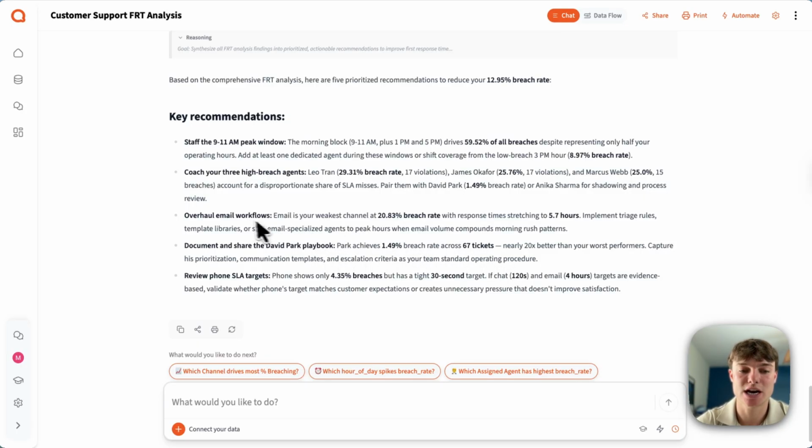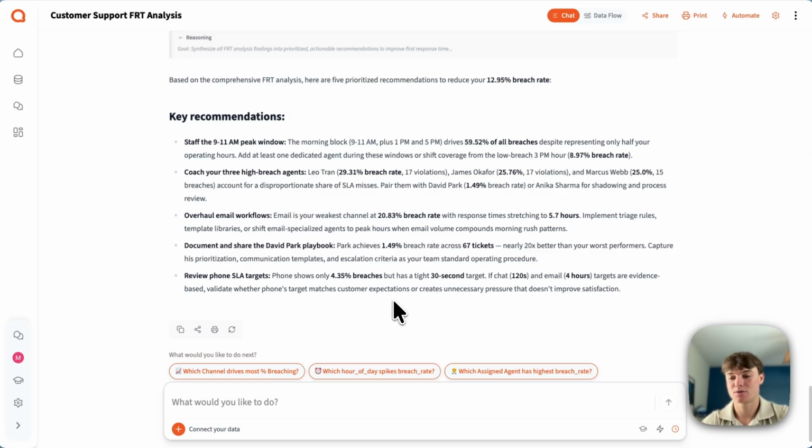And then as far as channel goes, it's saying to overhaul email workflows, saying that email is our weakest channel, 20% breach rate with time stretching to 5.7 hours. Reviewing phone targets, phone only shows about 4% breach rate, but has a really tight 30-second target. So essentially Query is saying, is that matching customer expectations, or are we creating unnecessary pressure?